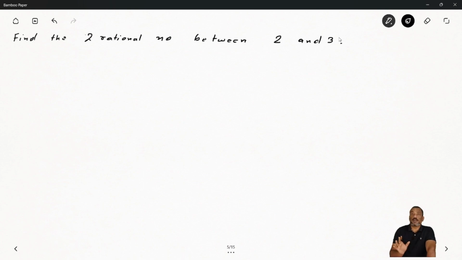So there are two methods to find a rational number, because there are infinite rational numbers. So the first method is the arithmetic mean, okay, and the second method is a trick. I will explain both methods so you can follow based on that. So we will see method one first, that is called arithmetic mean.